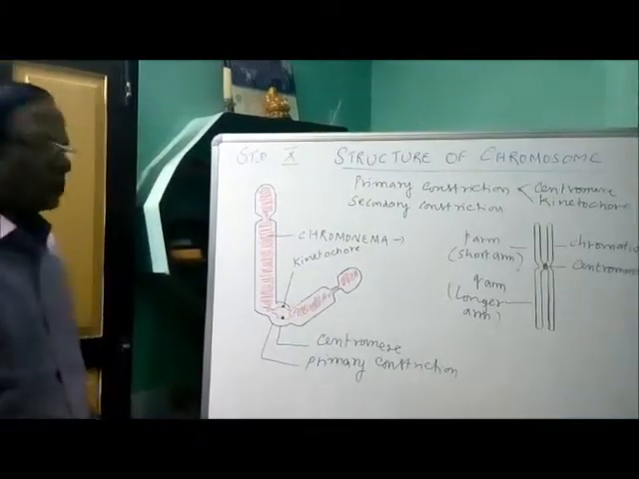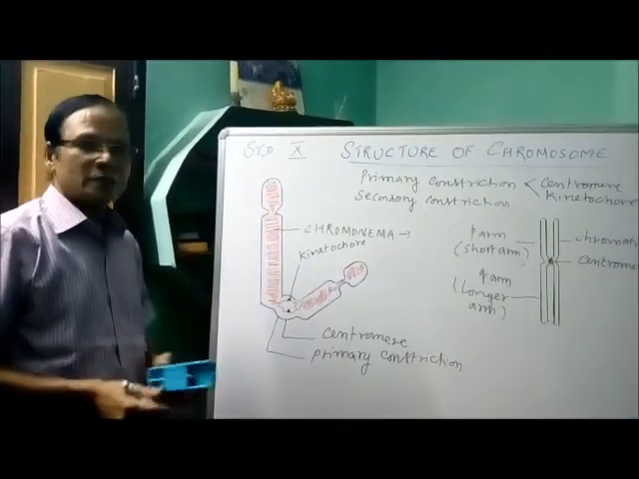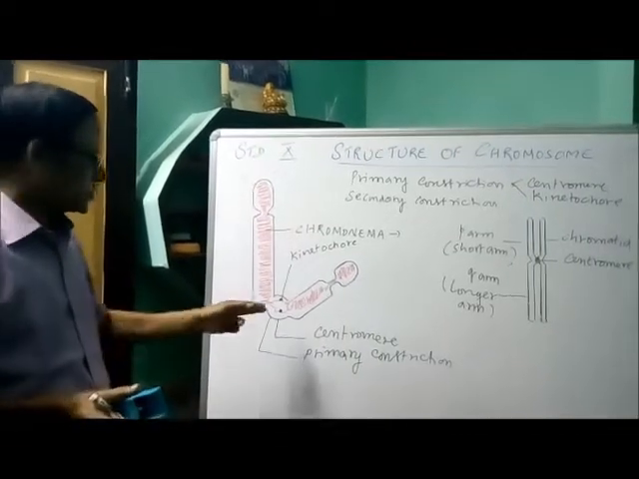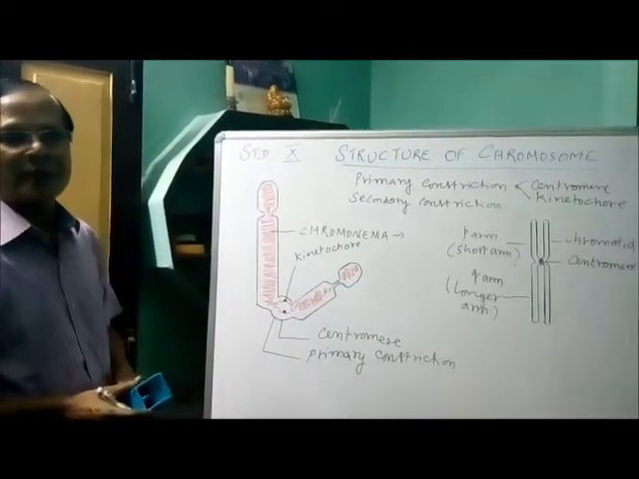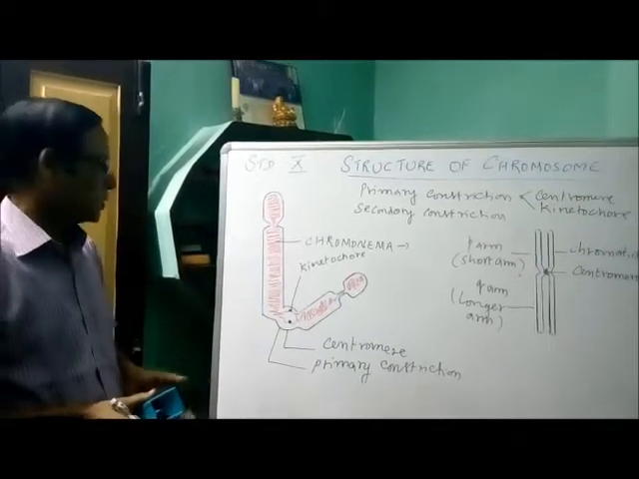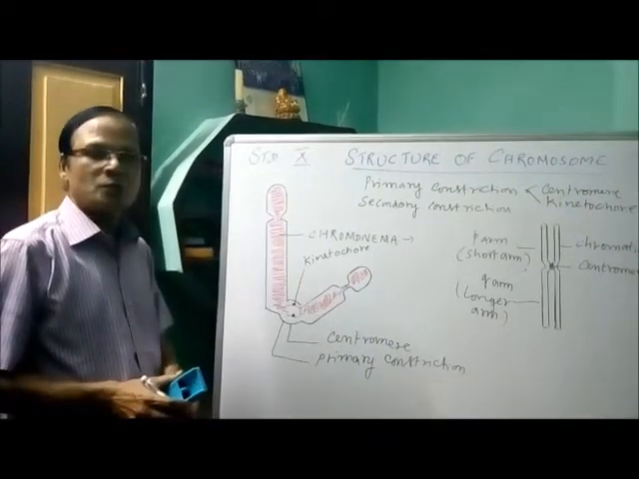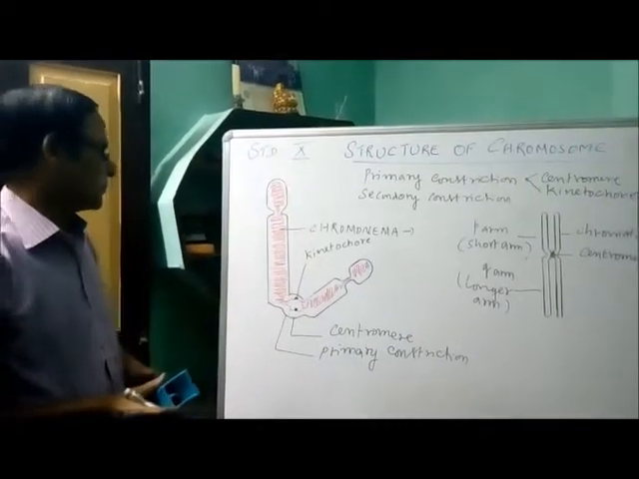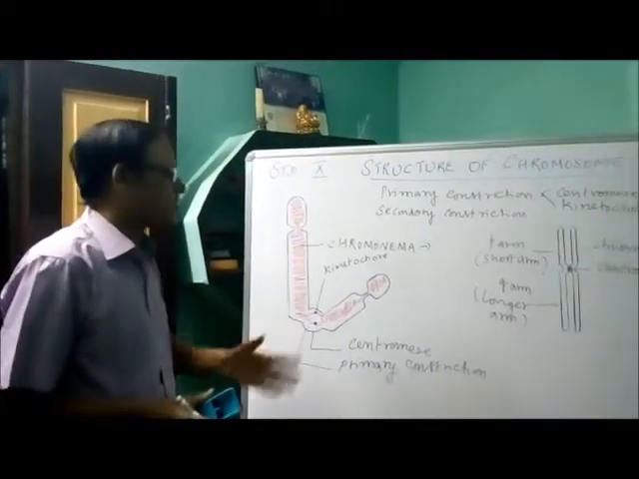What is kinetochore? Kinetochore is nothing but complex protein fibers to which the spindle fibers are attached at the time of cell division. So this is about the primary constriction.